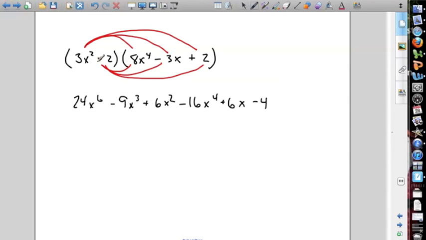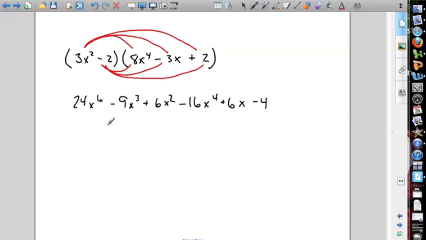Look initially, 2 terms, 3 terms. So I should have 6. 1, 2, 3, 4, 5, 6. I'm good. Now that does not mean I'm done. It just means that I've taken care of everything that I needed to. In order to be done, it has to be in standard form.